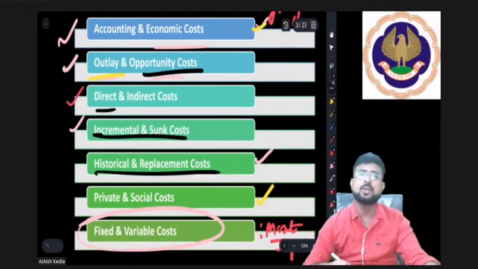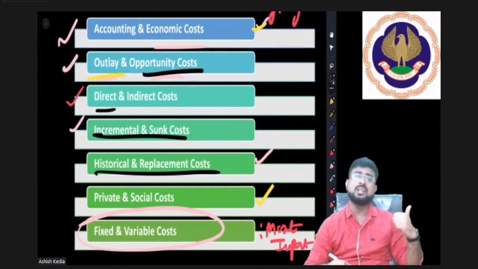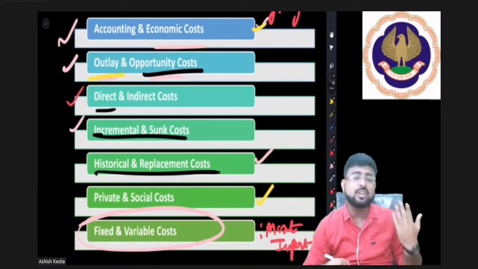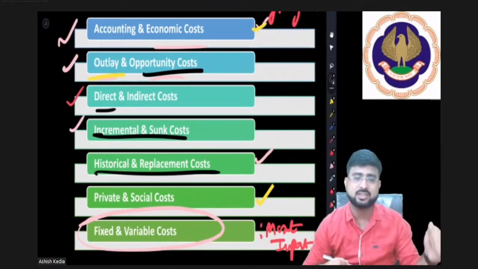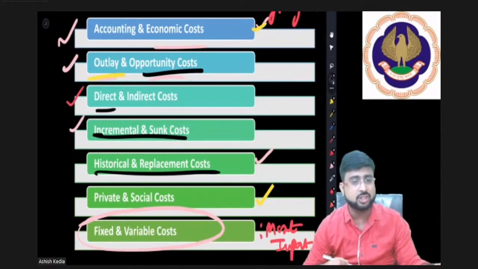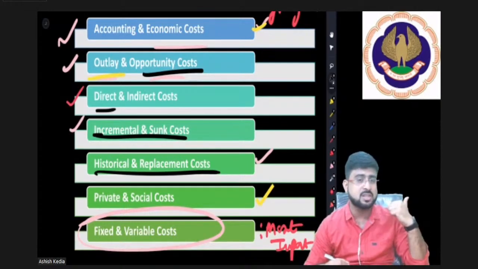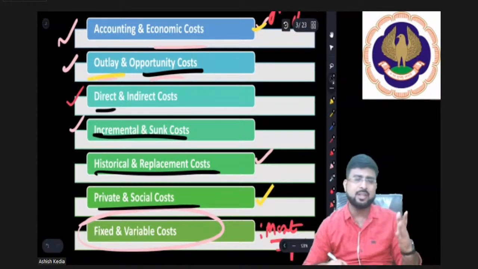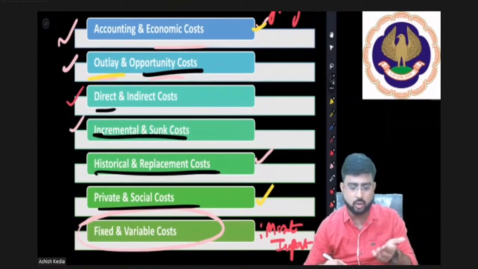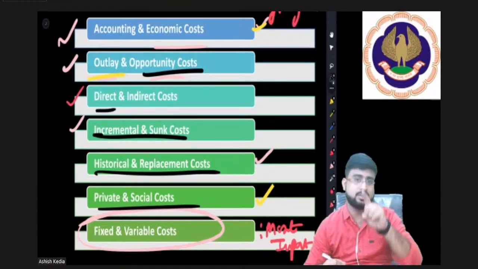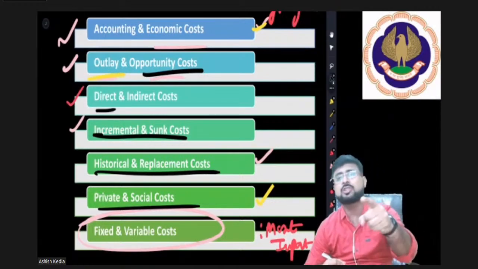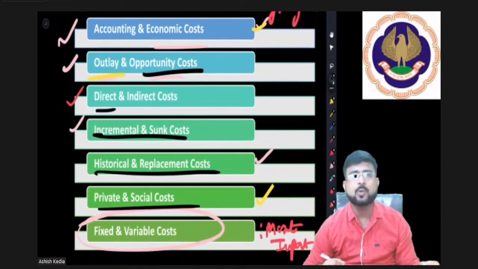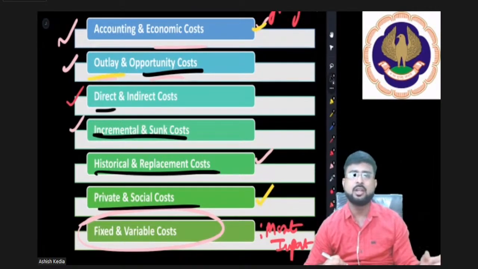Historical and replacement cost. Historical cost is basically the cost for which you had purchased an asset in the past. Replacement cost is what it costs to buy a similar brand new asset today. Private and social cost. Private cost is basically accounting cost, and social cost includes two things: private cost plus the cost which society has to bear on account of pollution and evils created by capitalism.